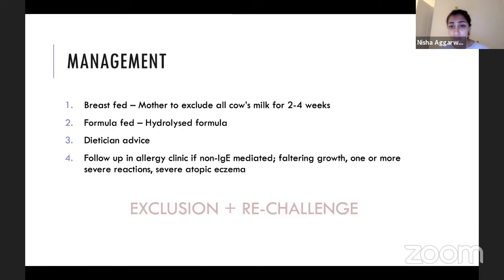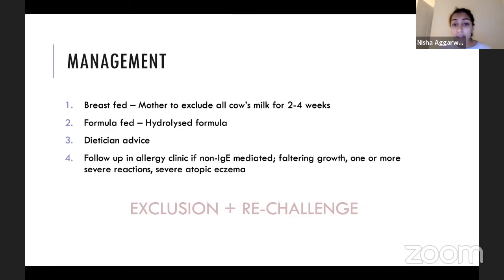If babies are still struggling with those, then you can go on to get the dietitians involved. And you would want to follow them up in allergy clinic if they have faltering growth, severe reactions, or severe atopic eczema. NICE has a massive list. I didn't include them all here, but if you've got any concerns about their development and want to follow them up, then you can ask the consultants to follow them up in the clinic.